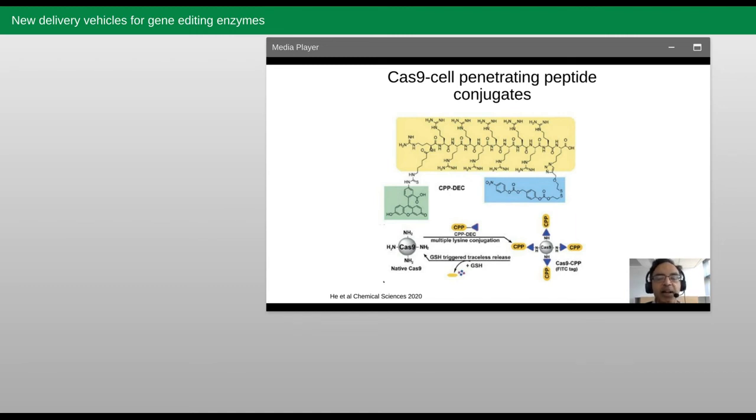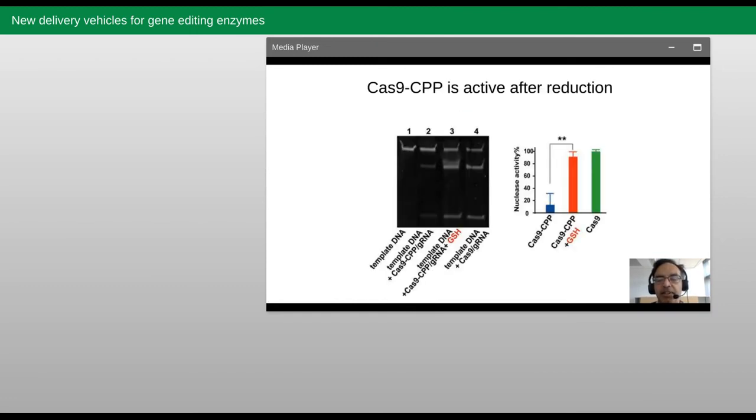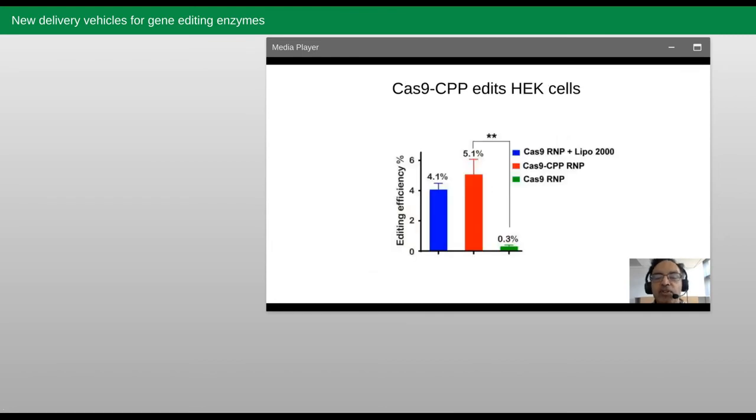Because of time, I'll just skip to those results. So the results of this are shown here. The y-axis is the editing efficiency, and the x-axis is the various groups. So this was done on GFP HEK cells. So you can see that the red bar is the cells that were treated with Cas9 CPP conjugated by the DEC linker. We saw 5.1% editing, and if you just use the Cas9 RNP by itself, it's only 0.3%. So we were able to enhance the delivery of Cas9 in the cells using this.